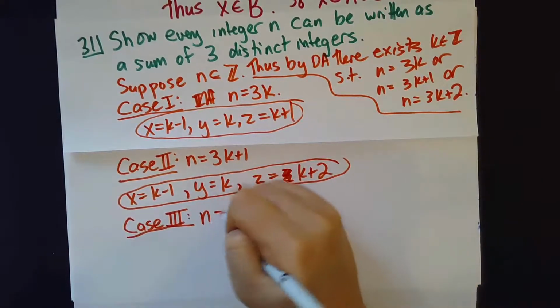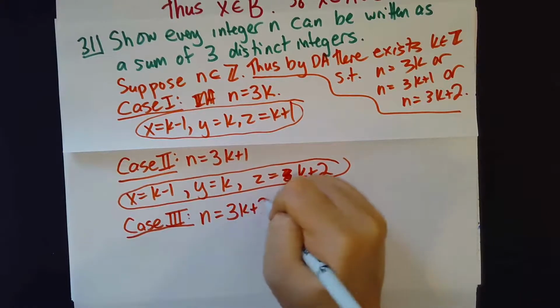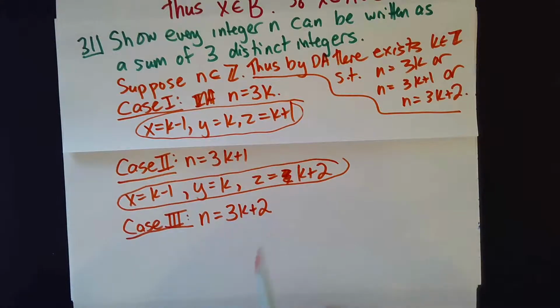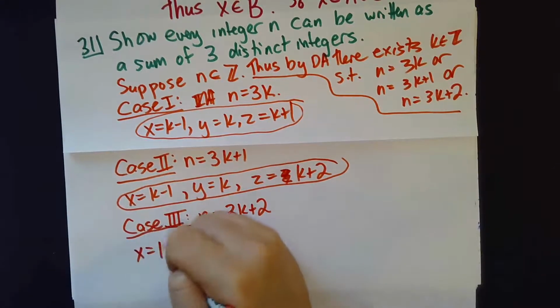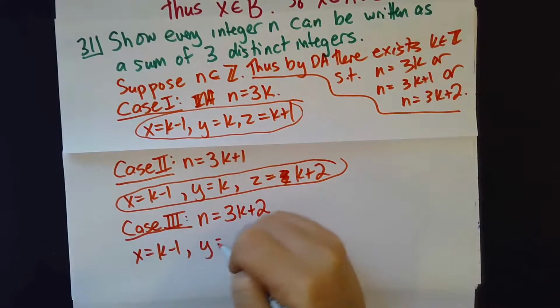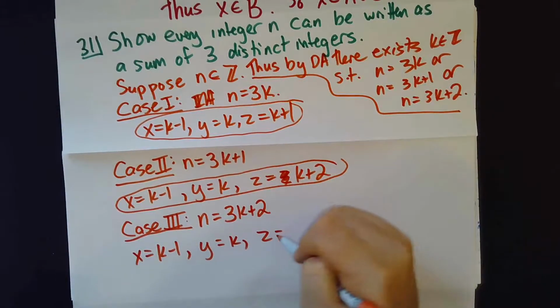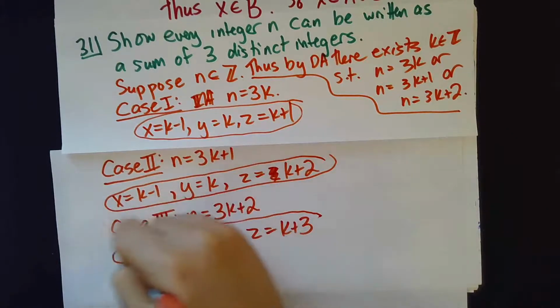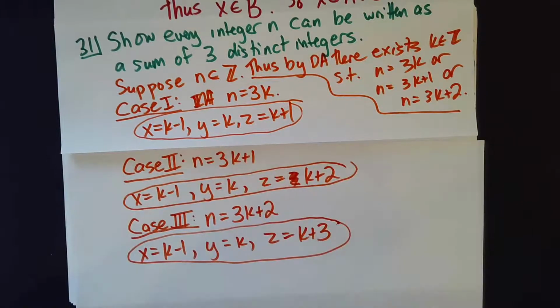And then for case 3, what can we do? Well, we could say n is 3k plus 2, so you can take x to be k minus 1, y to be k, and z to be k plus 3. And again, these three are distinct, and they add together to be n.